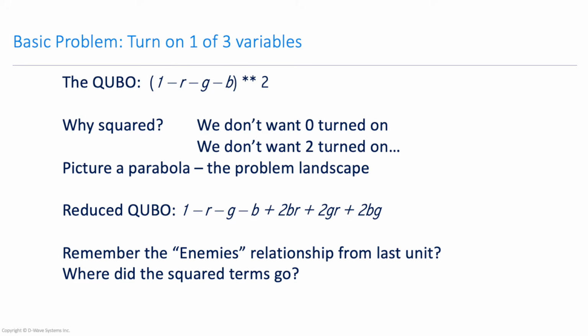-1 on the linear terms, 2 on the pairwise term. And that's in this QUBO. So basically what we're doing is we're finding solutions which are one of them turned on, but not the others. And this is a very important problem, as I mentioned.